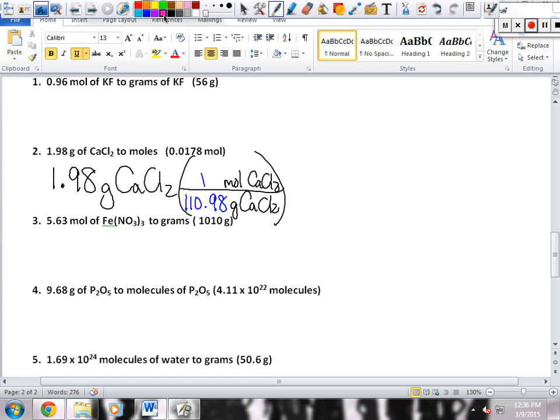You would have already done all those. You would already have 110.98 somewhere in the previous part of the test. You would have already done that up here, molar mass and percent composition. So go back up, find that number, and pull it down. That's for time's sake.